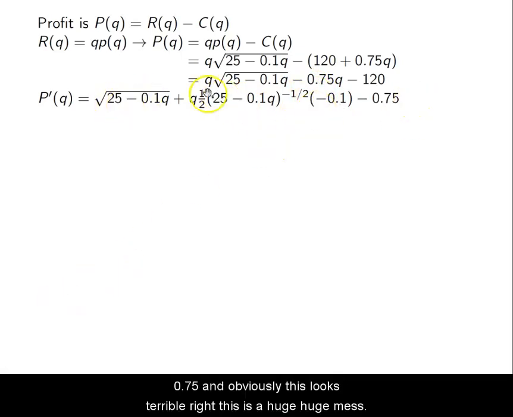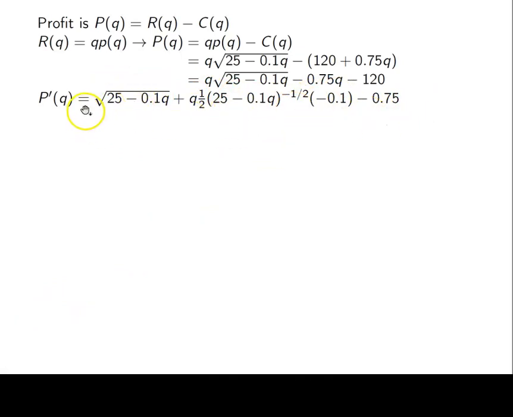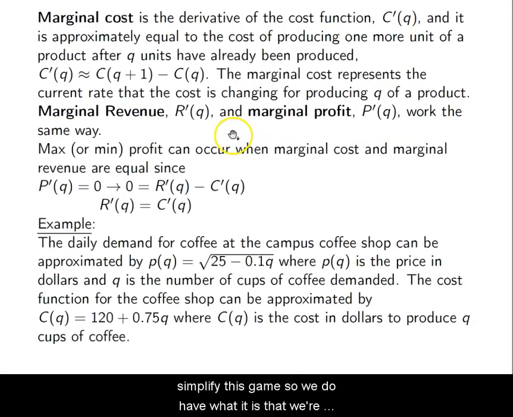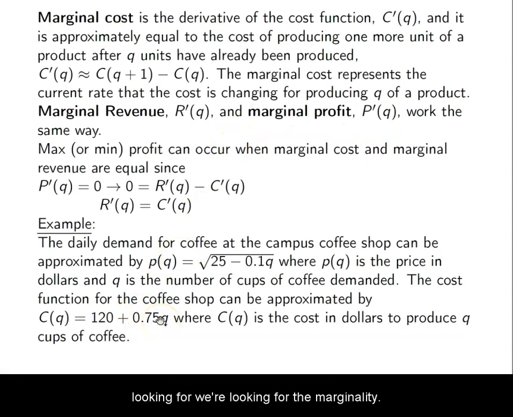Obviously this looks terrible. This is a huge mess. We want to do more math with this, so we want to simplify it. We do have what we're looking for: the marginal profit.